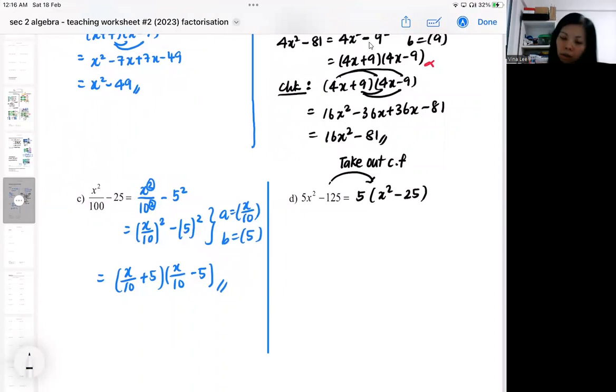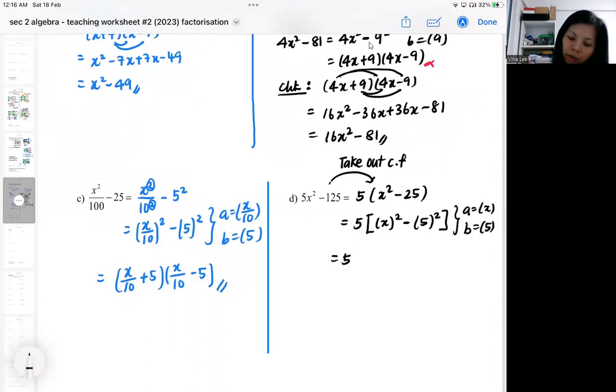After I take out the common factor, I realize that my 25 is 5 squared, so this matches the formula: A equals x, B equals 5. So you return back to the formula, and this part will be x plus 5 and x minus 5.